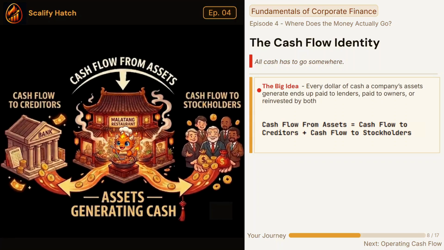So here's the formula. Cash flow from assets equals cash flow to creditors plus cash flow to stockholders. That's the whole logic. Every other formula in the rest of this video is really just building out one side of that equation, piece by piece. So let's begin by building the left side first.